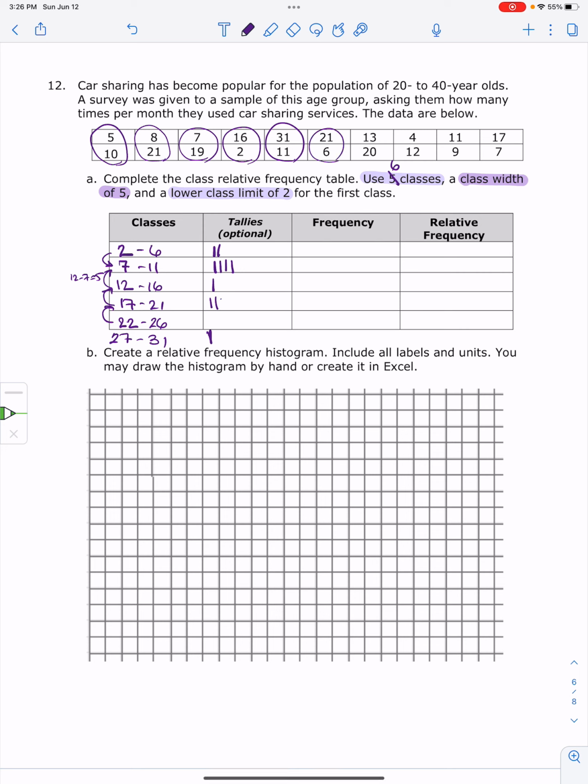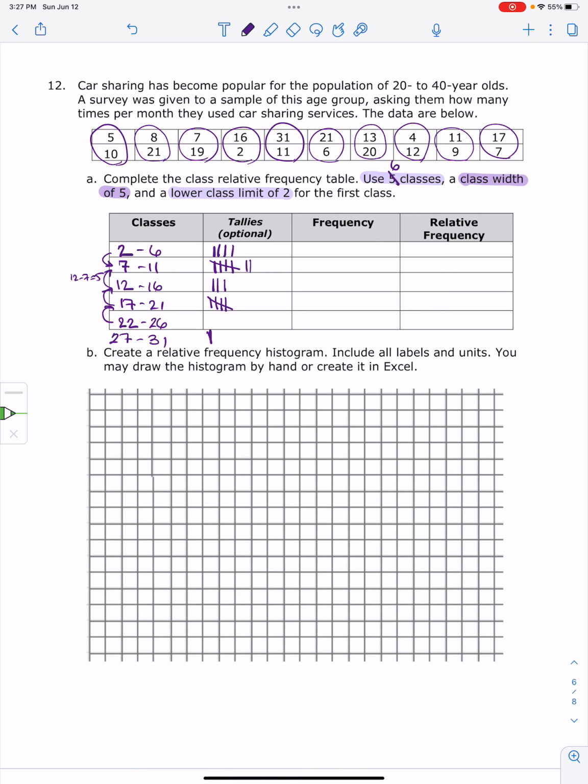21 and 6. 21 lives in the 17 to 21 class. 6 lives in the 2 to 6. I have 13 and 20. So 13 lives between 12 and 16. 20 is in my 17 to 21. 4 and 12. So one more there. One in the 12 to 16. 11 and 9. So 11 is in my 7 to 11 class, so is the 9. And then 17 and 7. 17 there. 7 is in my 7 to 11.